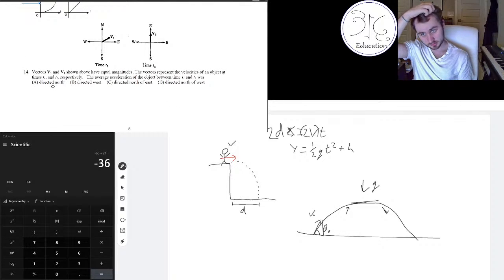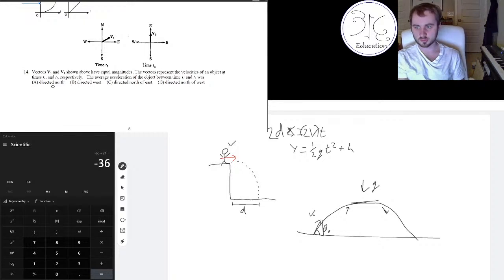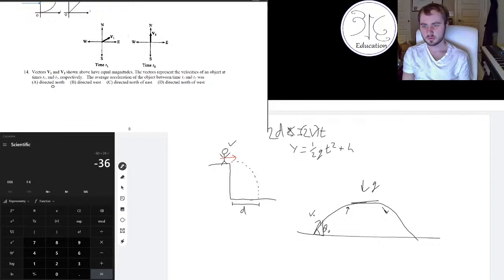Cool. So 14 looks like we've got a pair of vectors with equal magnitudes at times t1 and t2 respectively. Okay, so we're kind of rotating upwards. The average acceleration of the object between t1 and t2 was... our acceleration is the rate of change of velocity. We have to be a little bit careful though, because our velocity has both magnitude and direction. It is a vector quantity.